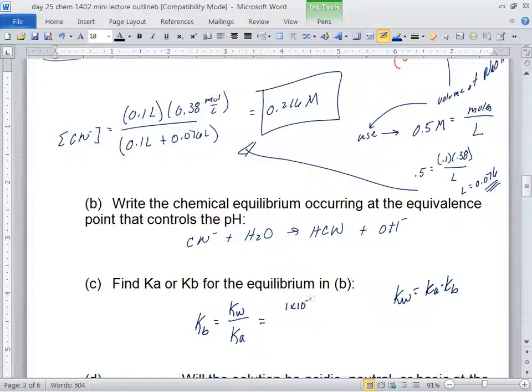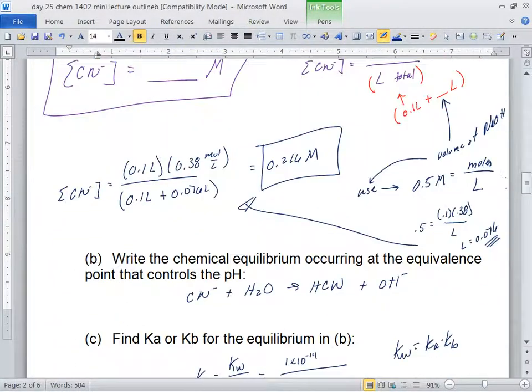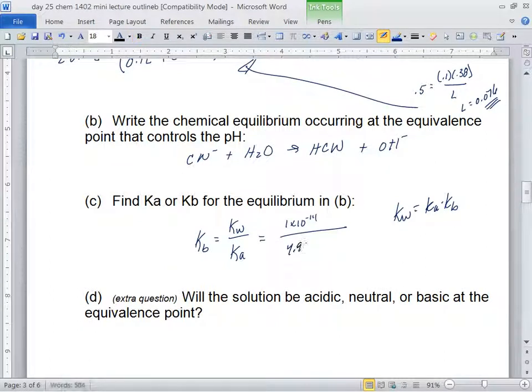1 times 10 to the negative 14 all over HCN's Ka. See how good my eyes are here. I can hardly read this stuff. Here's HCN. I think it says 4.9 times 10 to the negative 10. Thanks. So 1 times 10 to the negative 14 divided by 4.9 times 10 to the negative 10, and you get about 2 times 10 to the negative 5.